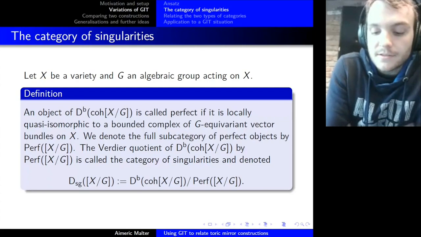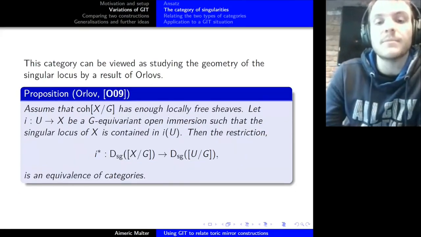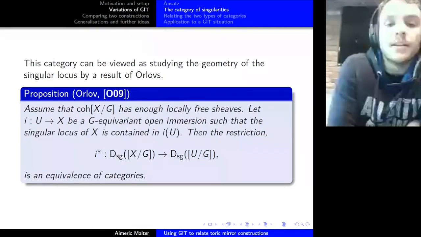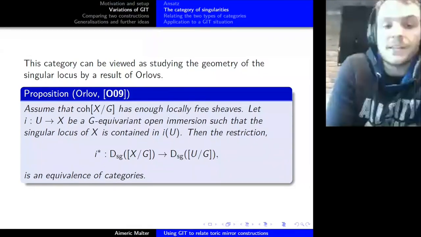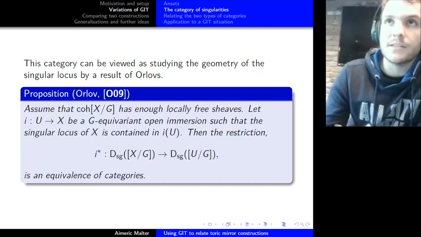There is a reason we call it the category singularity, at least in my mind, due to a nice result of Orlov's, which basically claims that if you have an open immersion from a space U to X, such that the singular locus is contained in the image of U, then the restriction of the singular category is an equivalence of categories. So in some sense, all the information of the singular category is really located in the locus of singularities. The rest of the space is, in some sense, noise, as I would like to think about it.